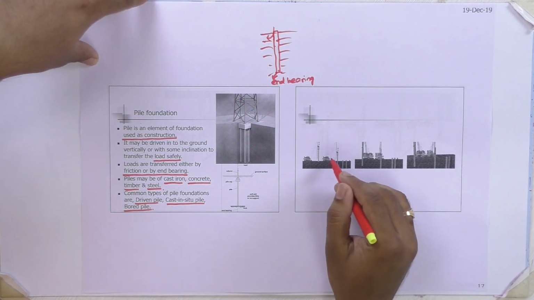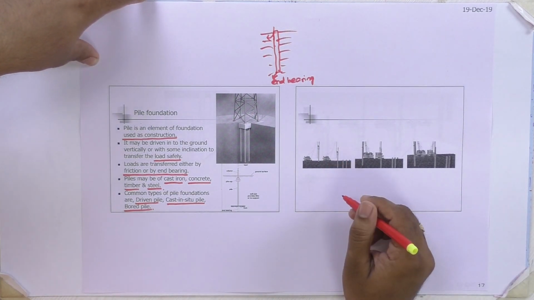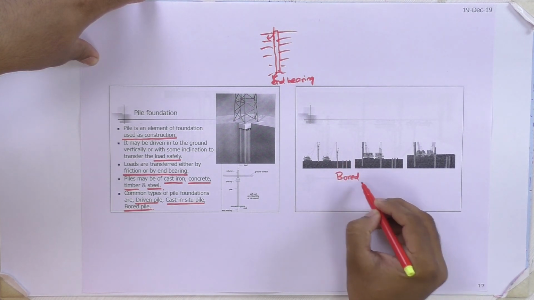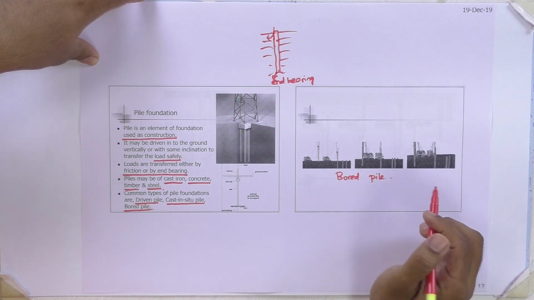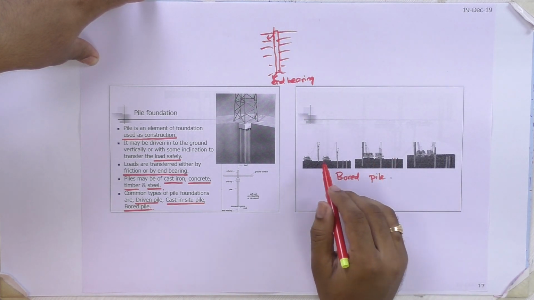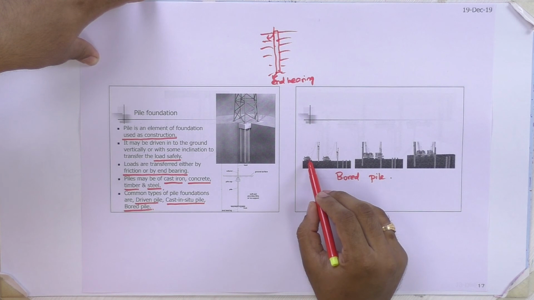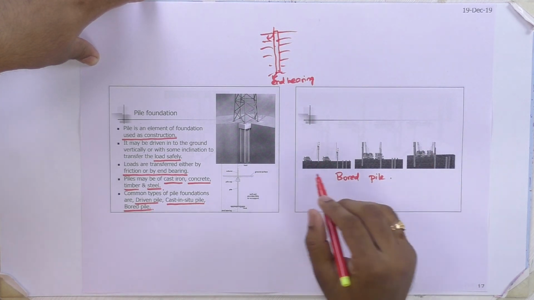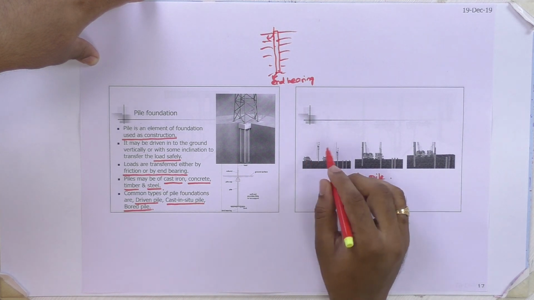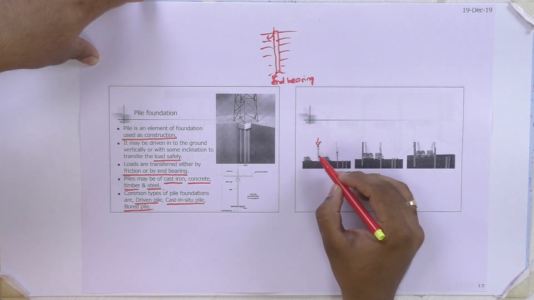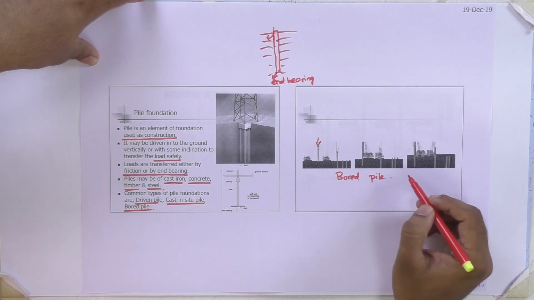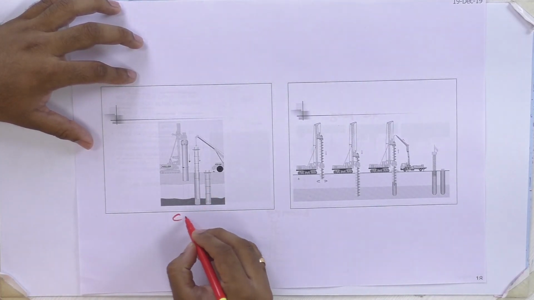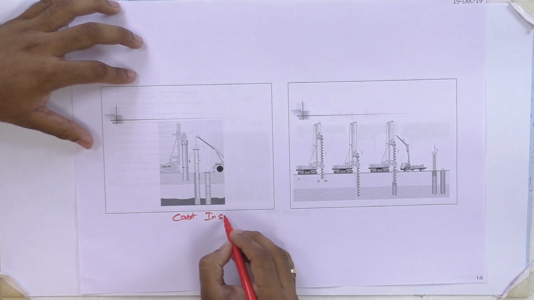Here you are seeing this image, this one is bored pile. For a bored pile, we are constructing this pile in some other place. We are transferring it from one place to here and we are hitting it here. So the pile is entering inside. This one is bored pile, and here this one is cast in situ pile.